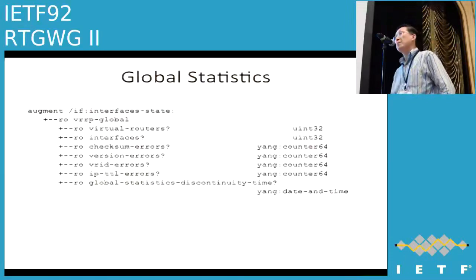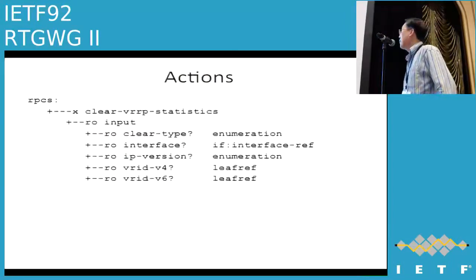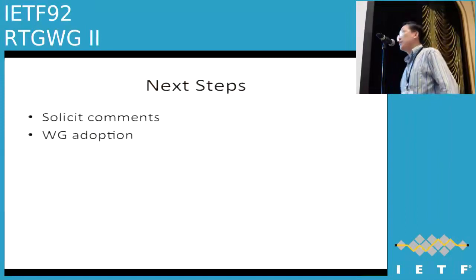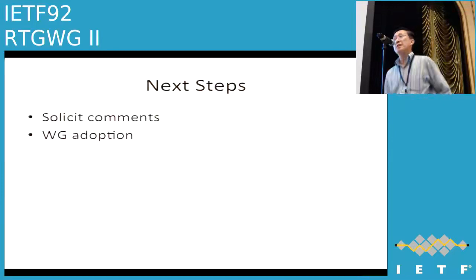For any state change event or error on an instance, you can get a notification. Pretty much that's the model. It's simple, but it's complete. It covers all aspects, and all the dependency models are already published as RFCs, so we don't have uncertainty there. Of course we welcome comments and hope for working group adoption. Thank you.